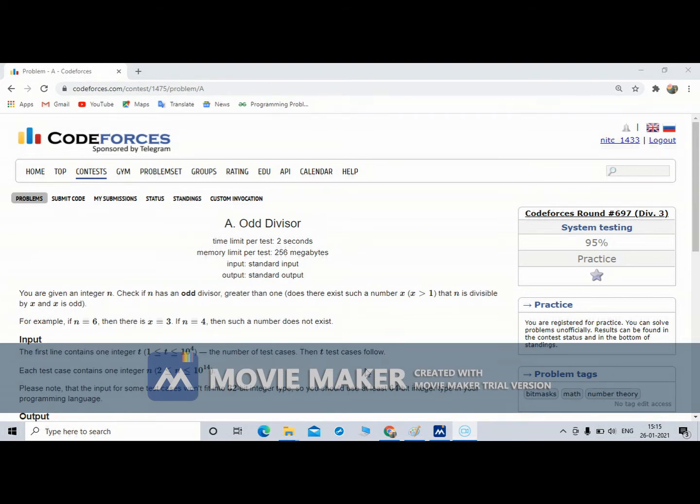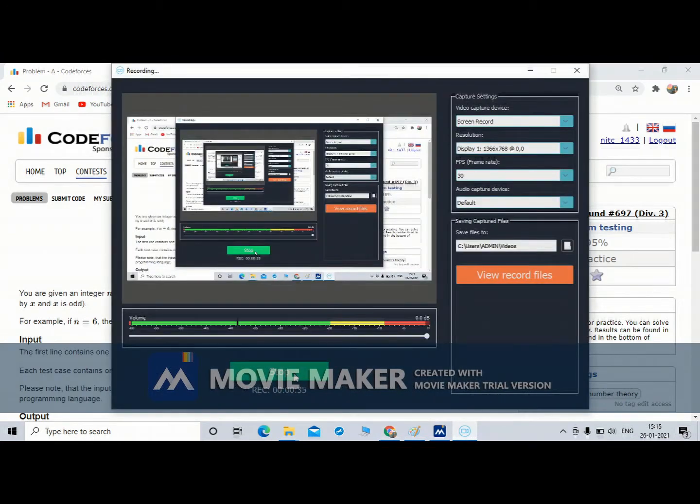Okay, so in this question, we are given a number n, and we have to find whether the number n has any odd divisor other than 1. If it has an odd divisor greater than 1, then we have to print yes, otherwise we have to print no. Okay, so let's check how to do that.